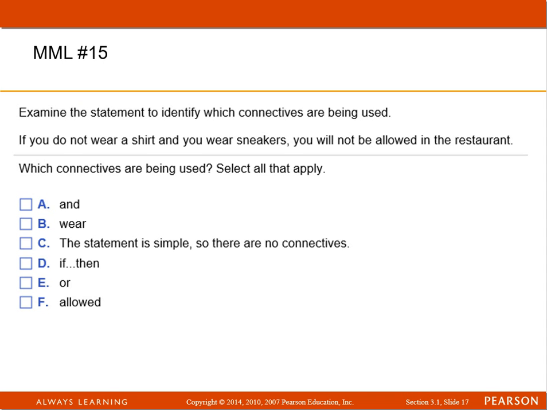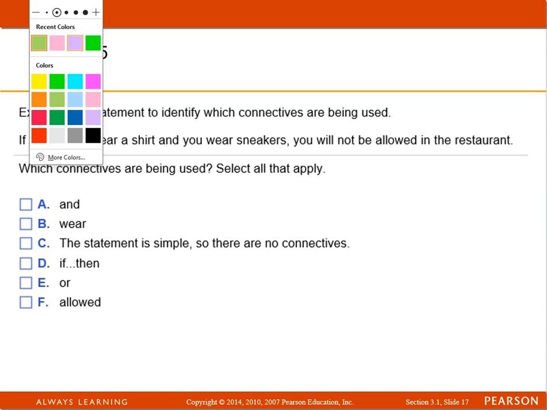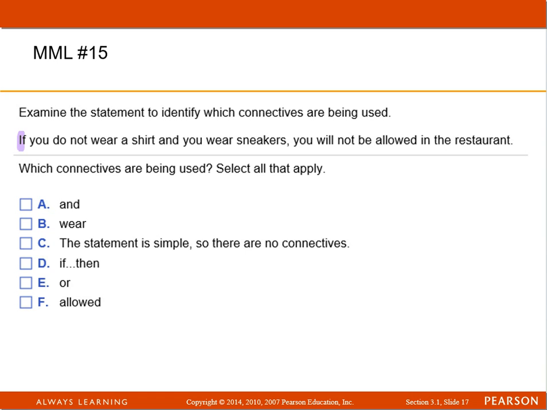Examine the statement to identify which connectives are being used. All right, if you do not wear a shirt and you wear sneakers, you will not be allowed in the restaurant. Once again, this thing starts with an if. If blah, blah, blah, and then there's a comma right here. This is where the then would be.